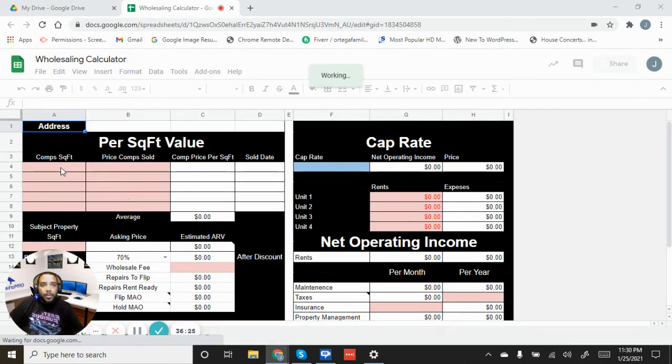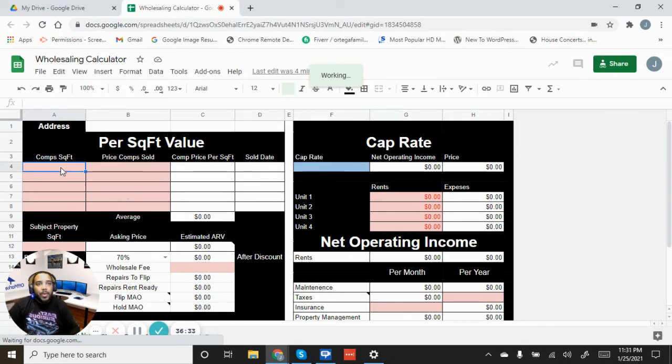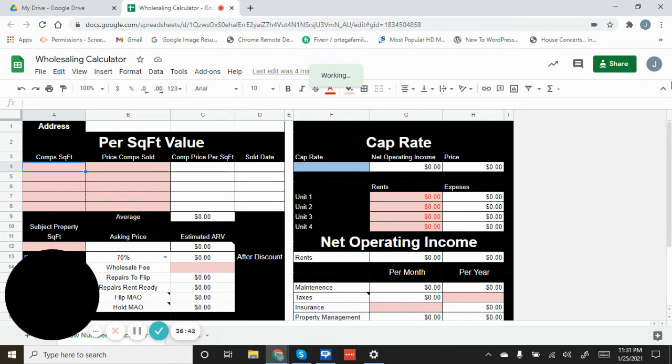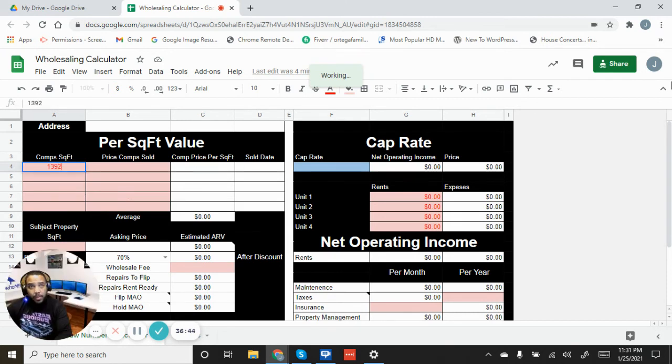The calculation this calculator is gonna do, I'm gonna show you in a minute. But what we're doing here is we are entering the square footage of comp number one, which is 1392, and then the price sold was 217. And then comp number two, whoops, not 2 million. All right, be careful with those extra zeros. Here we go. And then the second was 220.